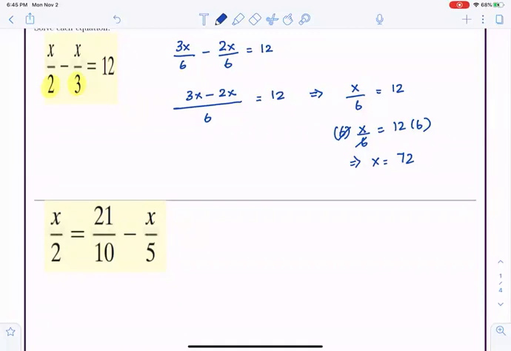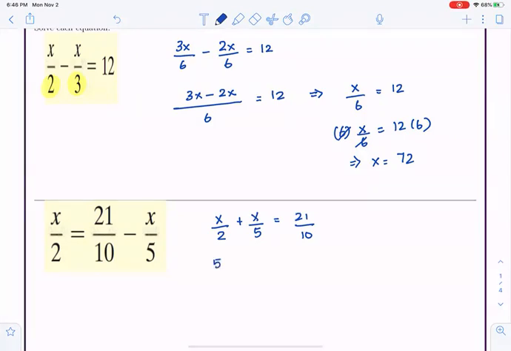Okay, so before we try to solve, I'm going to move all the x's, all the terms containing the x's to one side, keep the numbers on the other. So x over 2 plus x over 5 would be equal to 21 over 10. I need a common denominator, and that common denominator is 10.